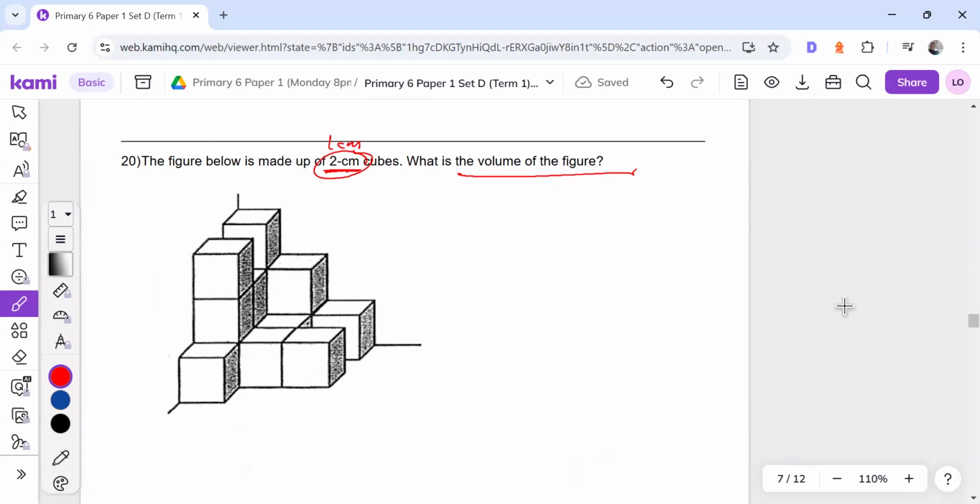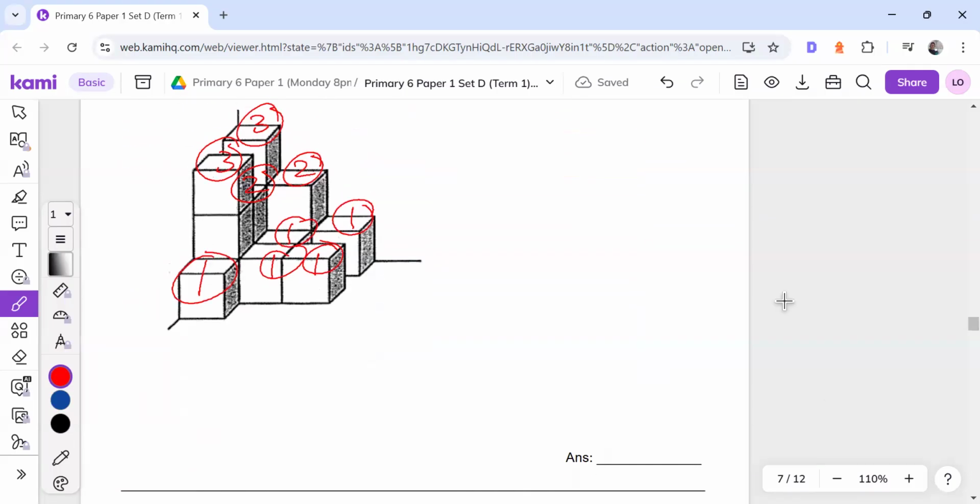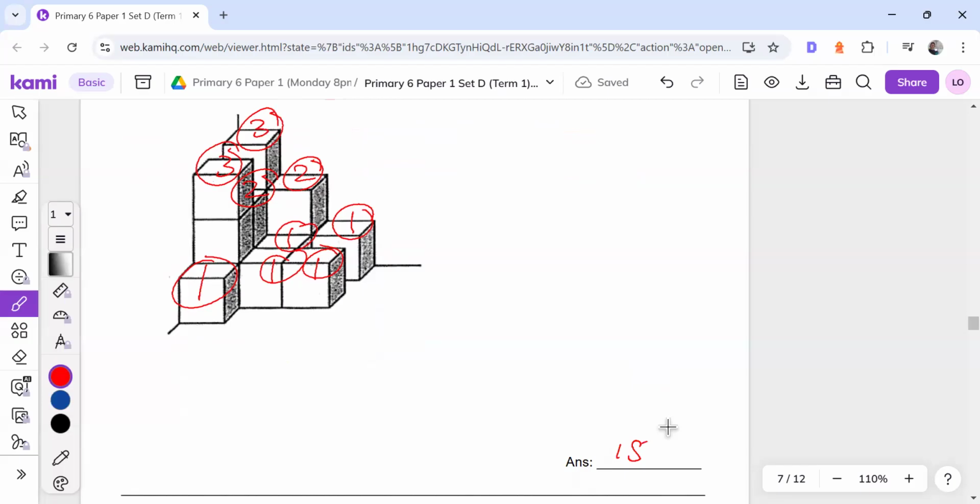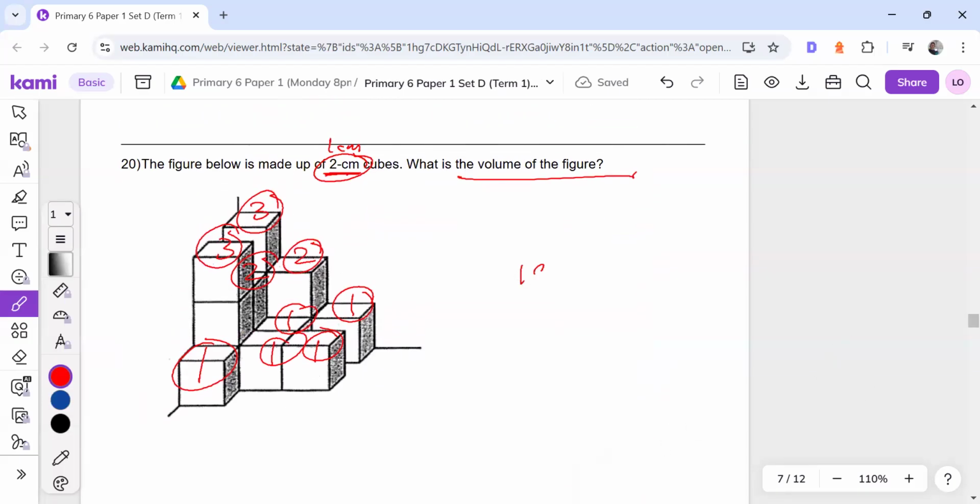So to find the volume, you need to count the number of cubes first. So 3, 3, 2, 2, 1, 1, 1, 1, 1, and then 3, 6, 8, 10, 11, 12, 13, 14, 15. Did anybody put 15 here? You put 15 here is wrong because it's the number of cubes that make up the figure. But what's the volume of each cube?